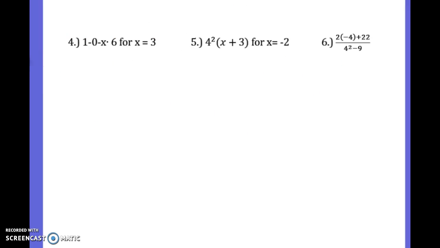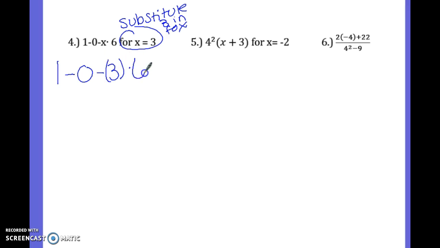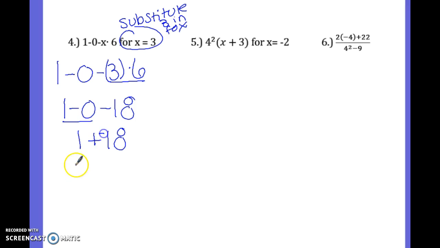Number 4. This time when it says 1 minus 0 minus x times 6 for x equals 3, this just means substitute 3 in for x. So you have 1 minus 0 minus 3, and I always put it in parentheses, times 6. PEMDAS, there's no parentheses, so let's do our multiplication. 3 times 6 is 18. 1 minus 0 minus 18. 1 minus 0 is 1. Minus 18, remember, change it to add the opposite. So 1 plus negative 18 is negative 17.